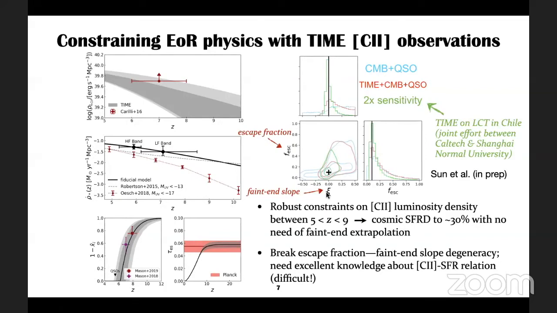So the strong degeneracy between f_escape and the faint end slope characterized by the parameter C may be lifted, especially after a factor of 2 increase of sensitivity, which is enabled by conducting a TIME-like survey from Chile. But of course, there is an important caveat here, which is that the [CII]-SFR relation must be known to very good accuracy to have such level of constraining power, which is in fact sort of difficult given the complexity of [CII] production in the interstellar medium.